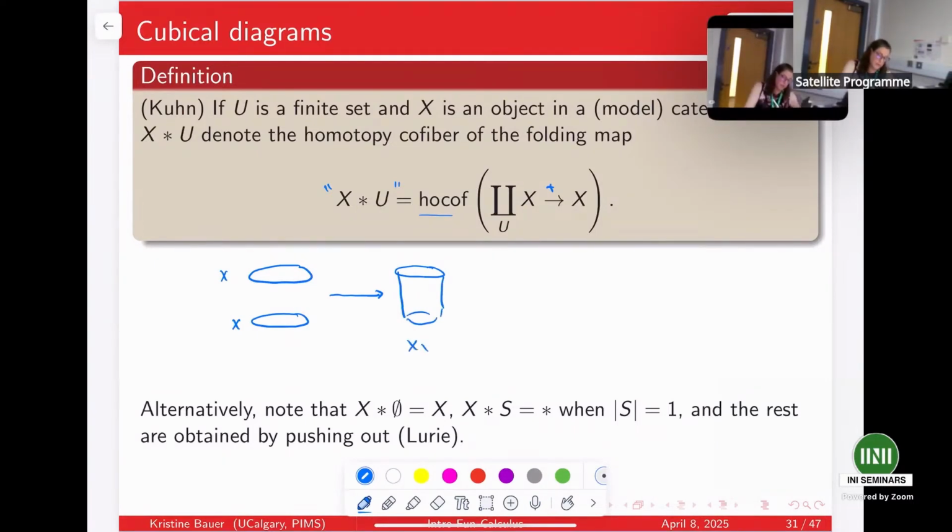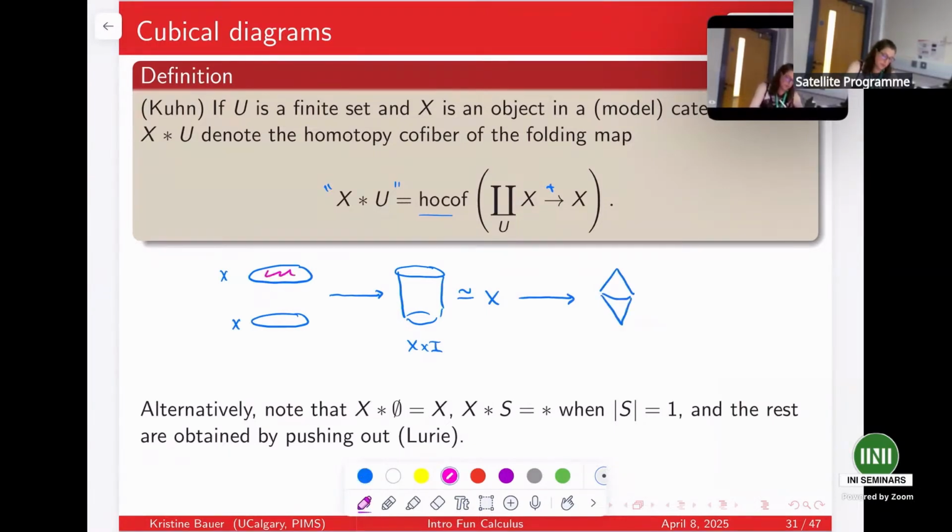So I've drawn this as though it's an actual cylinder. If you're familiar with model category yoga, then you know that I can always do this even if the picture isn't an actual cylinder. And this thing is, of course, equivalent to X. What's the homotopy cofiber of that? Well, it's the thing that I get when I kill the 2 copies of X. Oh, there's my suspension showing up.